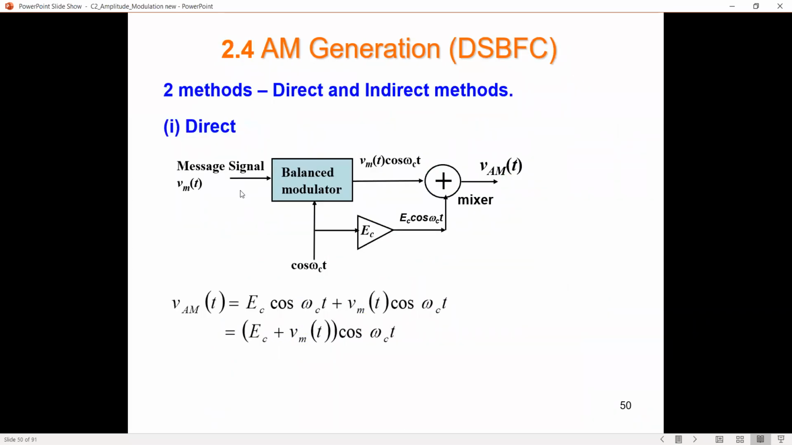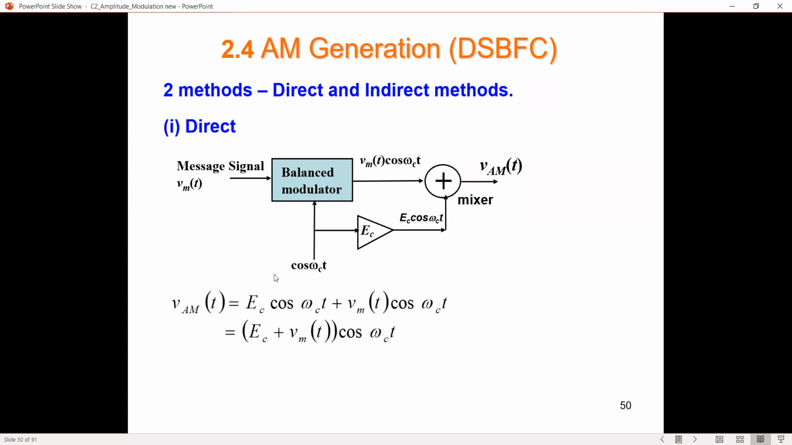Okay, so let's look at the generation of full AM using the direct method, using a balance modulator. We start with the general equation of full AM: EC plus VMT, times cos omega CT, right? You can see here, if we expand, we have two parts: EC cos omega CT and VMT cos omega CT.